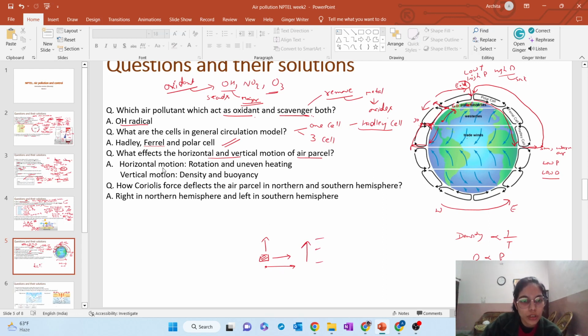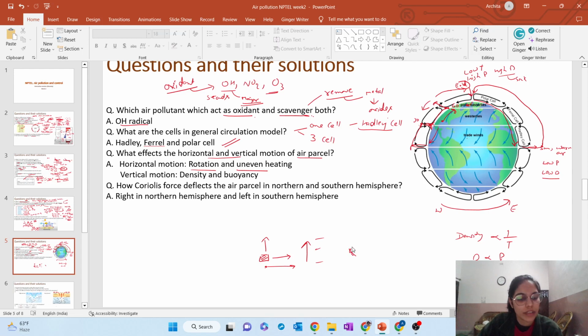Now, for the horizontal motion, the two things which affect the motion are rotation and uneven heating. Uneven heating, because we know that the temperature is changing, right?